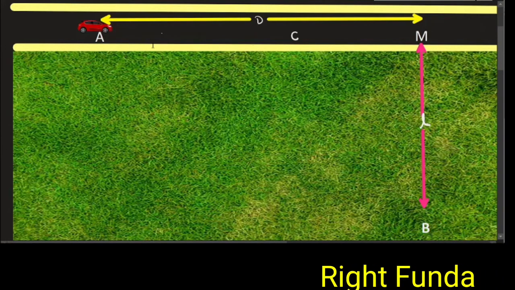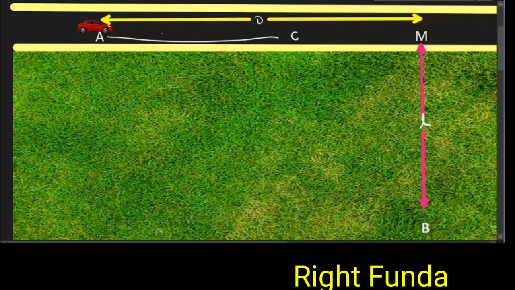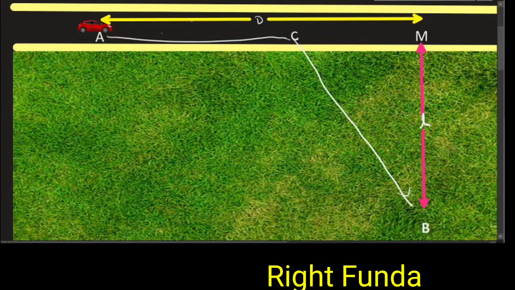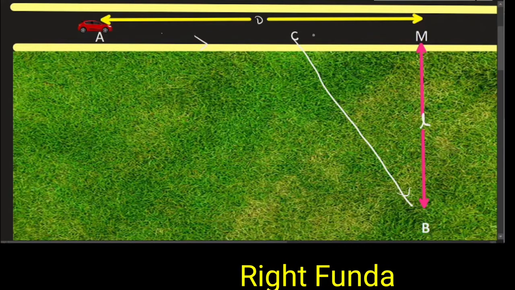So I assume that suppose the car starts from here, goes like this, and from here he took the turn and again travels like this. This is one of the possible paths. So I assume where it will take the turn. The question is where it will be taking the turn.